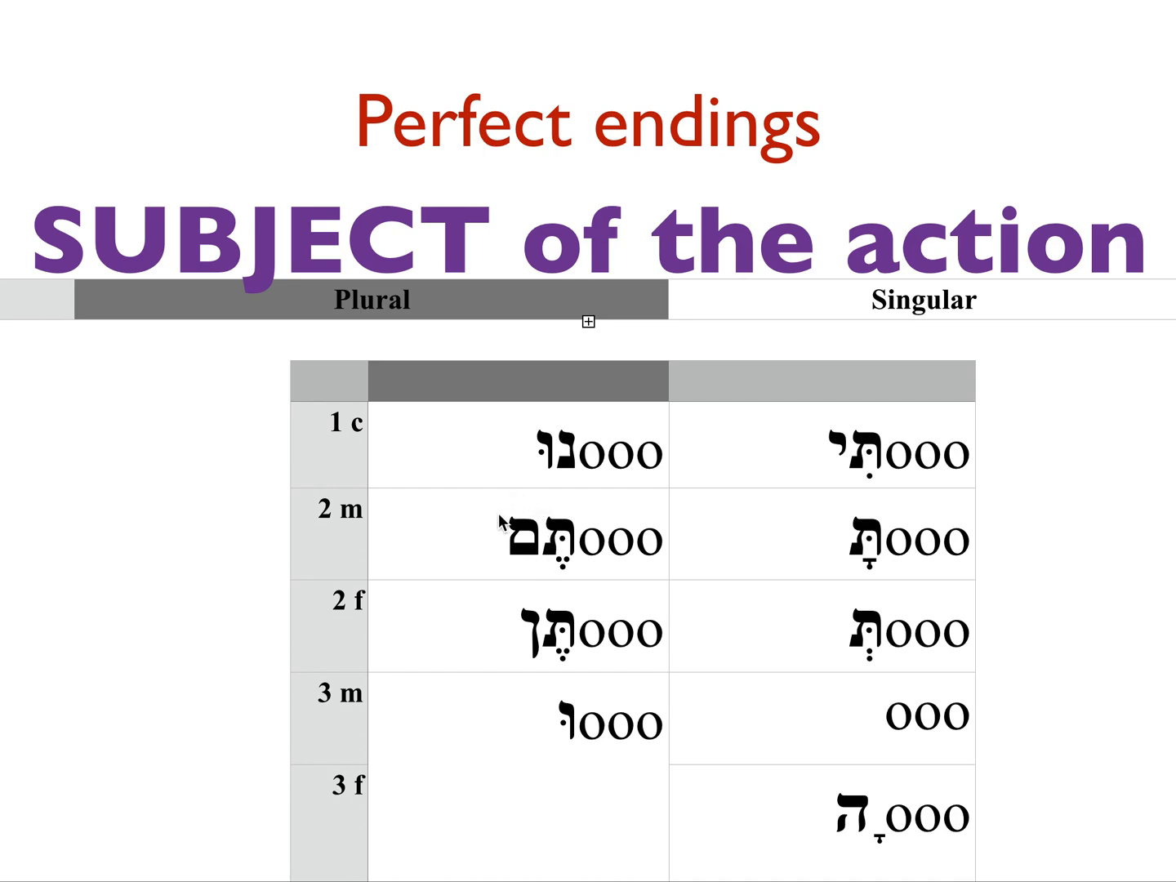Mem we also already saw in suffixes, but also in the noun endings. If you have a masculine plural, it's im. It ends with the mem, the masculine plural. So these are the perfect endings. They tell you the kind of action, perfect, completed, and also tell you the person.